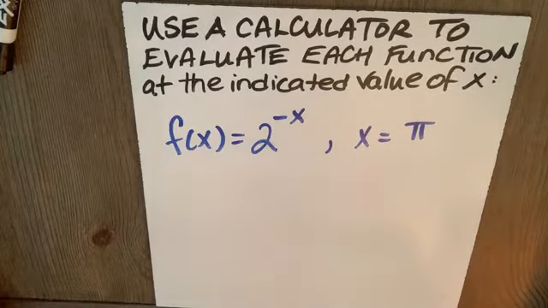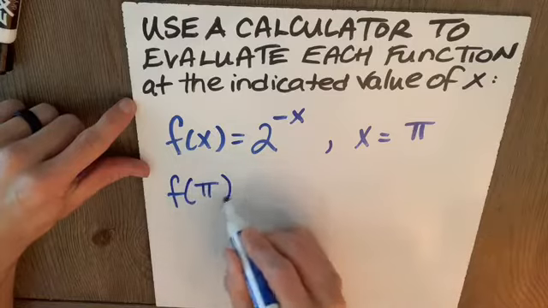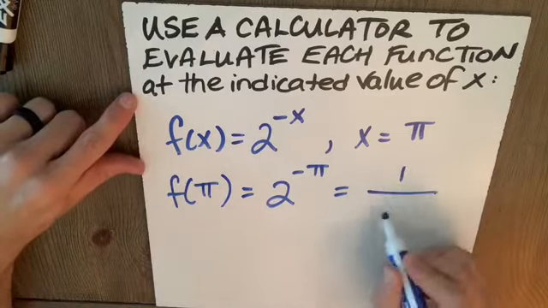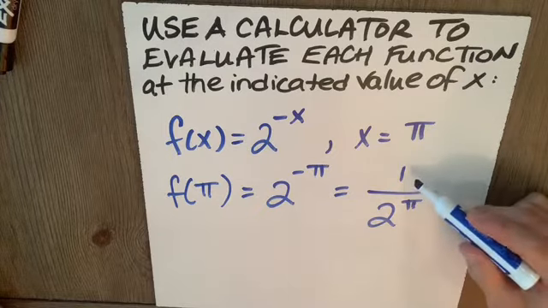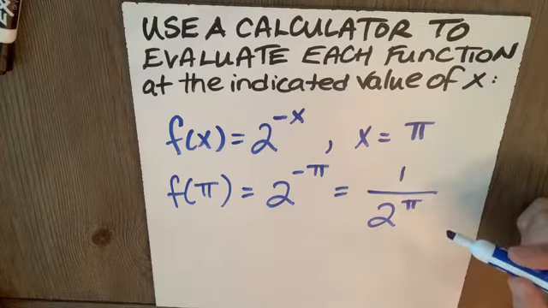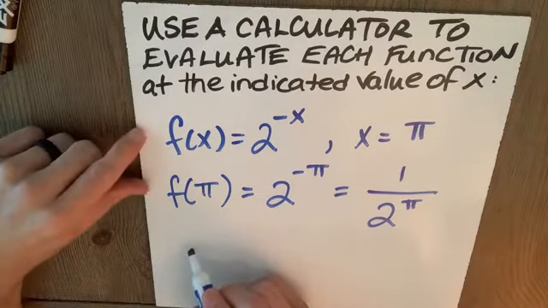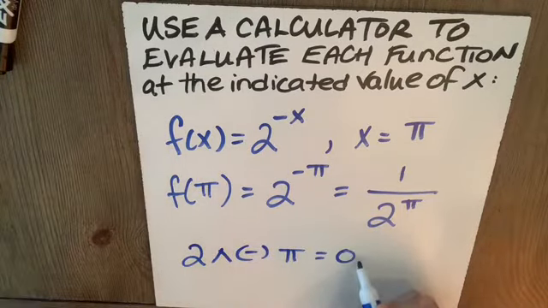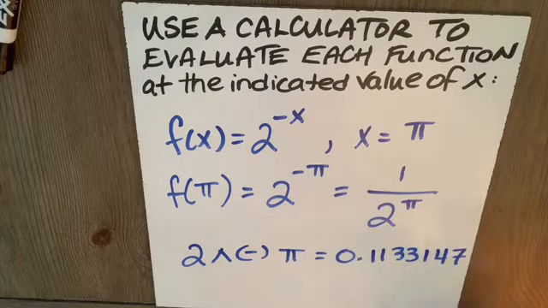F of x equals 2 to the negative x, where x is pi. So f of pi is going to give us 2 to the negative pi. Again, I see negative exponents. I know this is the equivalent of 1 over 2 to the 3.14, which is about 2 to the third, which is again close to 1/8. And if I'm thinking about 1/8, I know that's 0.125. When I put in my calculator 2 to the negative pi, I get 0.1133147, which is again fairly close to 0.125. I'm on the right track.